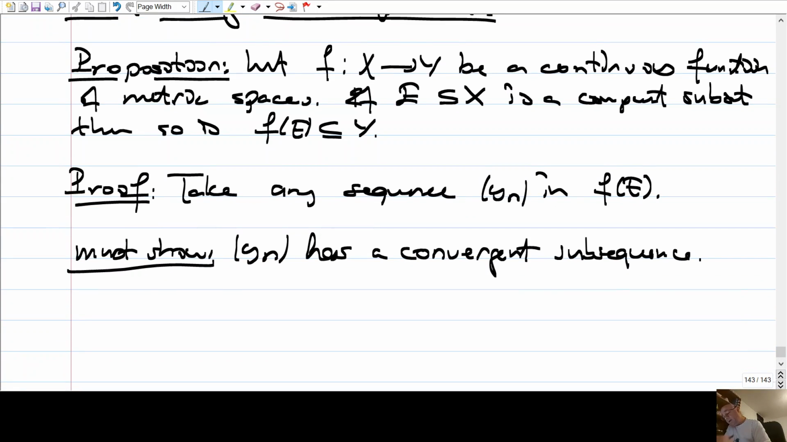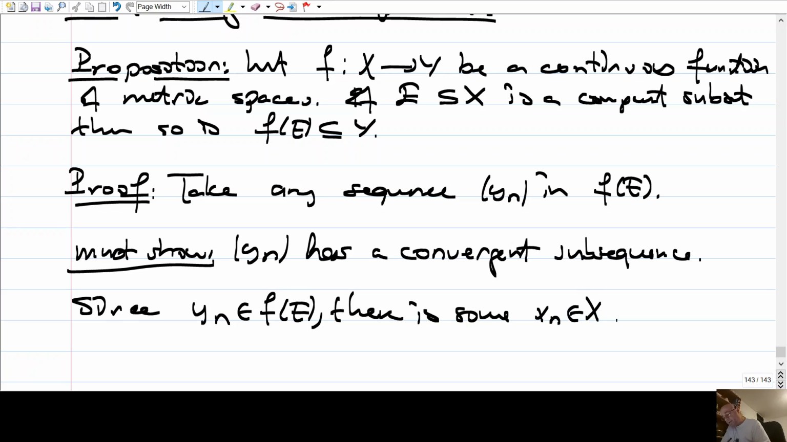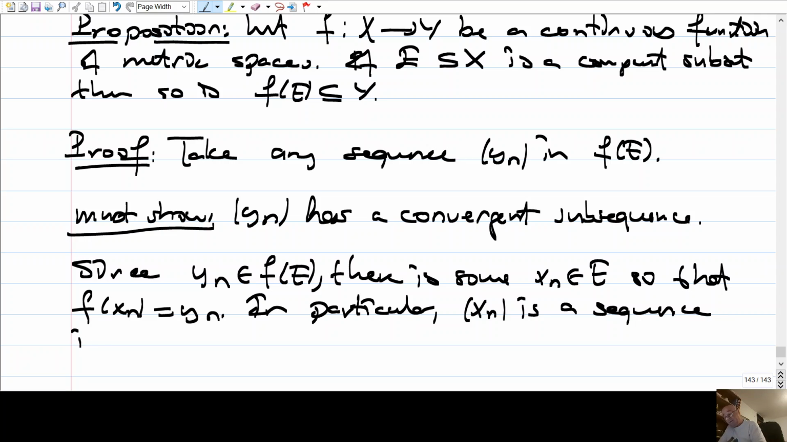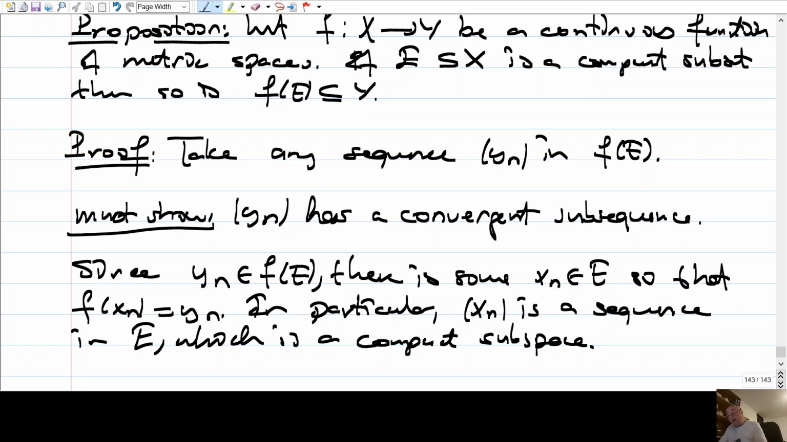How can I prove this? Well, y_n is in f of E. Since y_n is in f of E, there is some x_n in E, so that f of x_n is equal to y_n, right? In particular, this x_n, so the x_n's form a sequence, is a sequence in E, which is a compact subset or subspace. Well, since it is compact, any sequence in that space has a convergent subsequence.